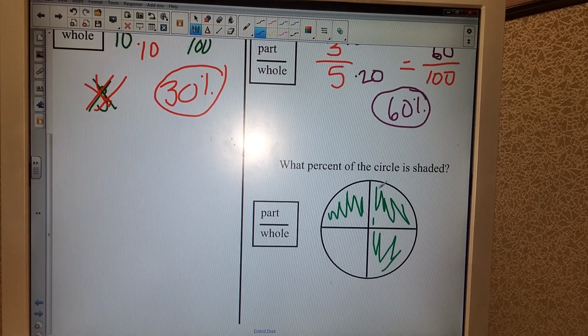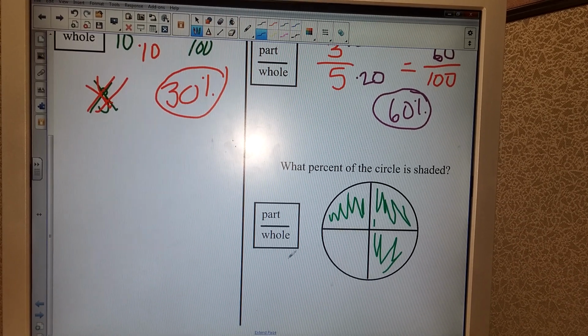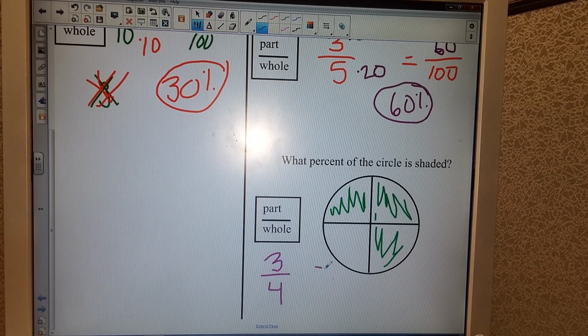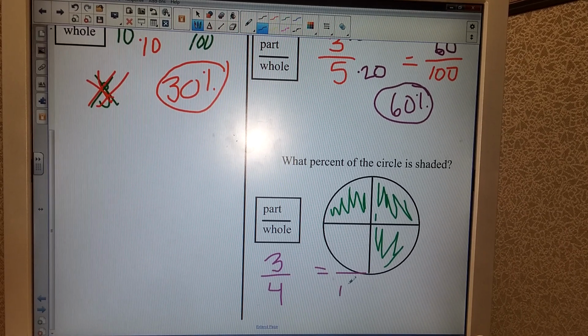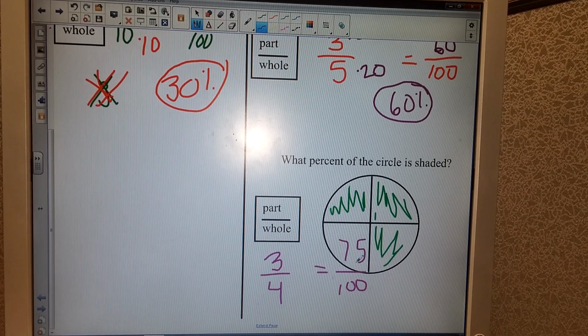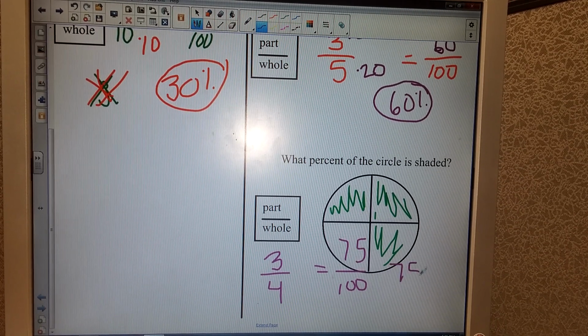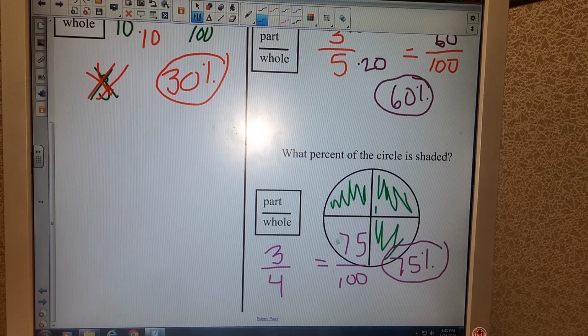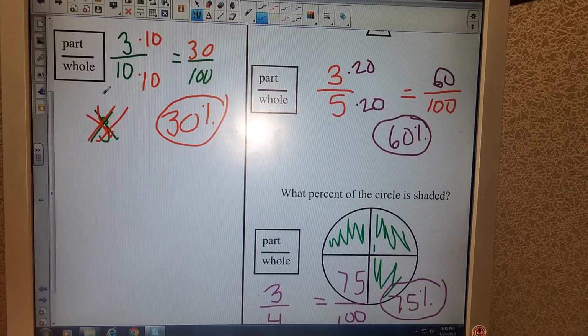The last one's pretty simple. What percent of the circle is shaded? Well, there are 3 shaded portions out of 4. That is a benchmark fraction that many of you probably automatically know is 75%, or 75 out of 100. If you didn't know that, well, 4 times 25 is 100. 3 times 25 is 75.